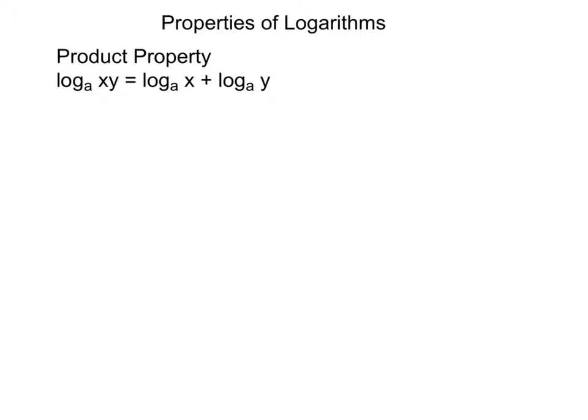So with the product property, what does product mean in math? Multiply. So that tells me what we're doing here is multiplying x times y. Now, as long as it has the same base, when you multiply it, you can split it up as log base a of x plus log base a of y.